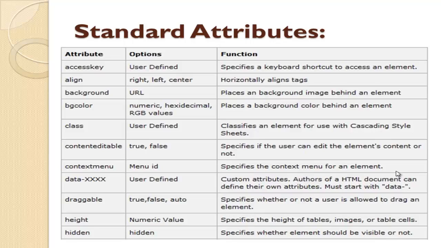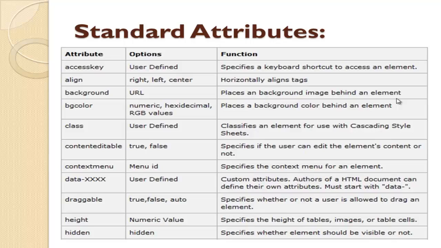Next it comes to the background, which has only one option, that is the URL. Its function is to place a background image behind an element. bgcolor is an attribute which can hold numeric, hexadecimal or RGB values. It places a background color behind an element.